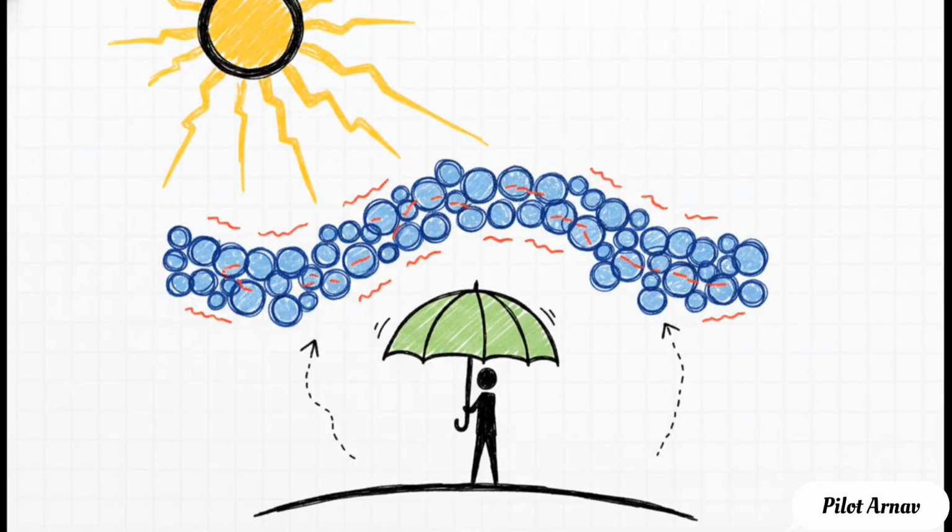And we can't forget about ozone. Found mostly up in the upper atmosphere, somewhere between 10 and 50 kilometers, its maximum concentration actually sits right around the 20 to 25 kilometer mark.